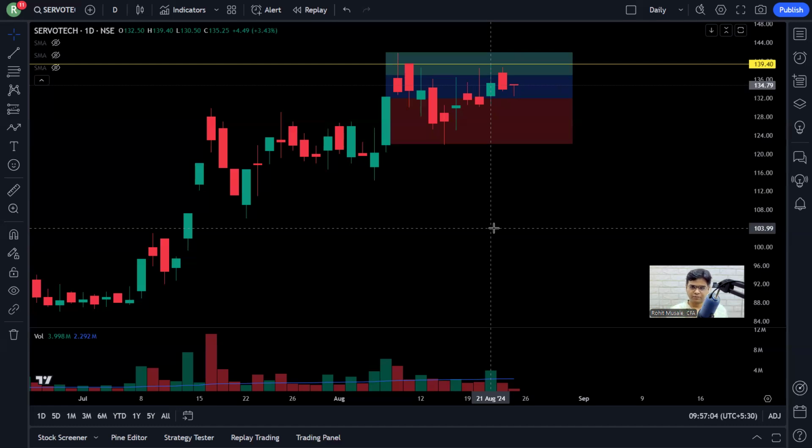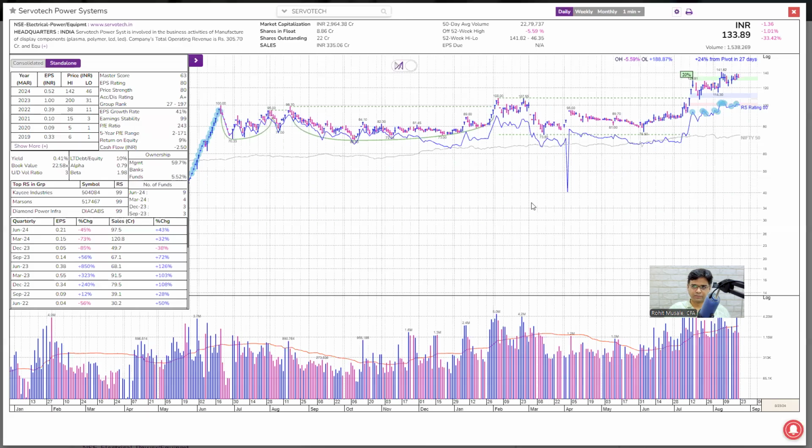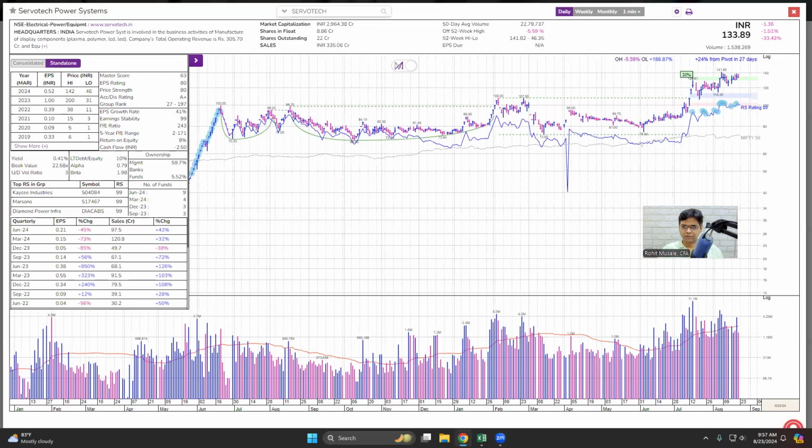Now let us look at other factors on this stock. So we go to Market Smith. So this is what I have on the Market Smith. This is how it looks like.